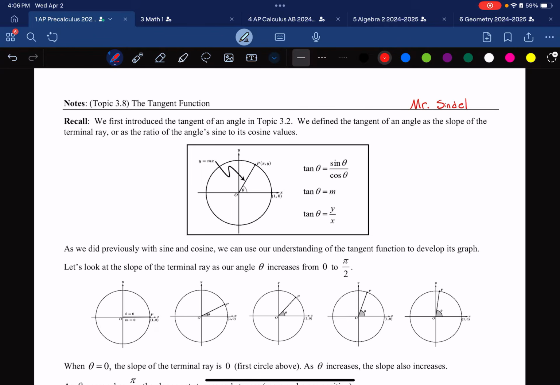This is AP Precalculus, notes topic 3.8, the tangent function. So we're finally adding tangent because those are the three basic trig functions that we're supposed to be talking about, right? We have sine, we have cosine, and then we have tangent. Tangent is our investigation today.